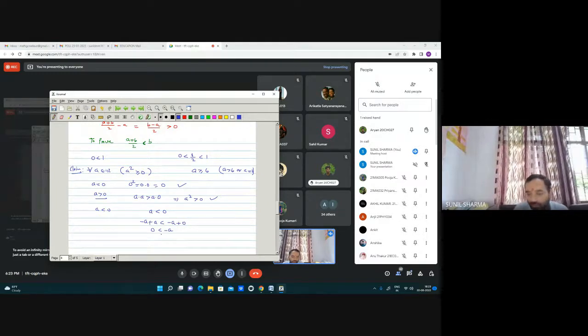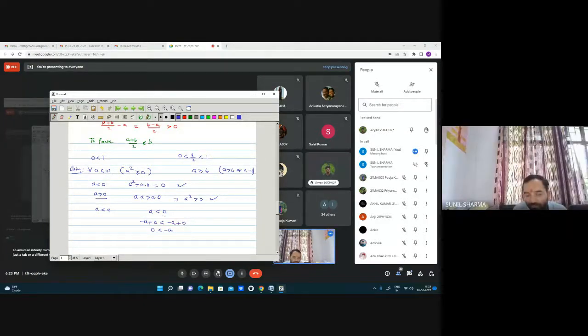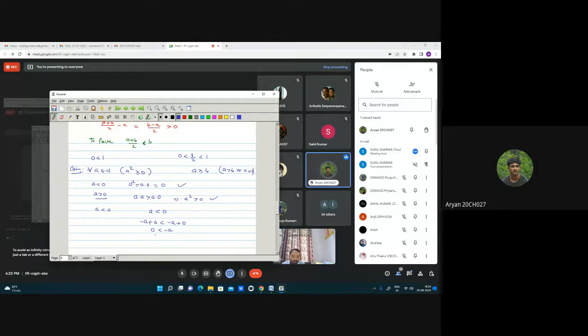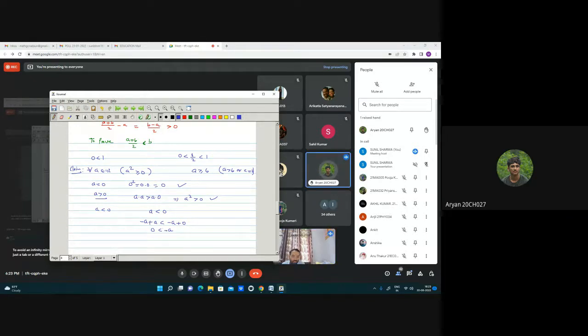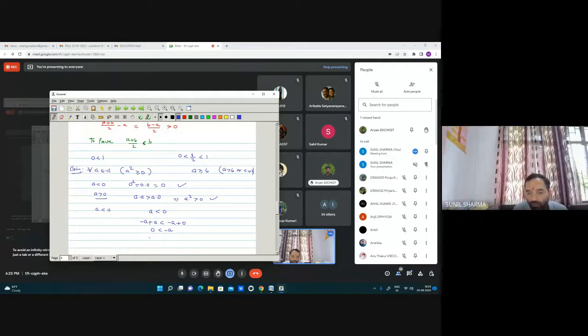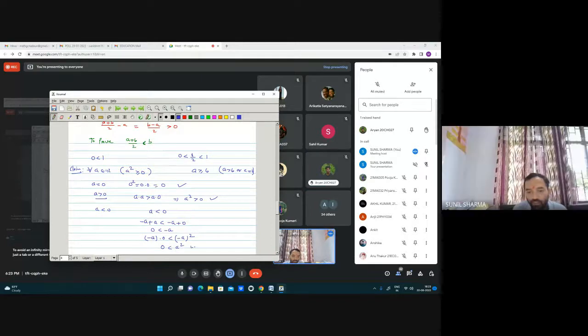Now tell me, what is the next step? Multiplying both sides by minus A. Why? To show that A square is greater than 0. Since minus A is greater than 0, the inequality doesn't change when we multiply by a positive number. Minus A into 0 is minus A square, and any real number multiplied by 0 is 0. So A square is greater than 0. Again, it is true.